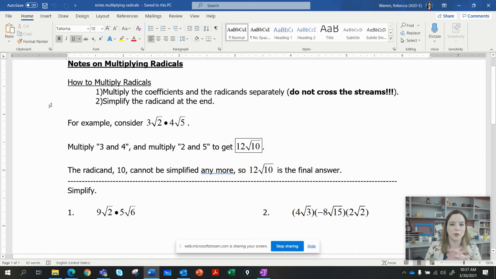Right, so this is going to be a quick video on multiplying radicals. Multiplying radicals is fairly straightforward, so it really shouldn't take me very long to go over that with you.